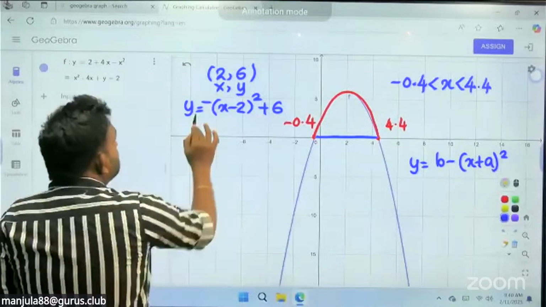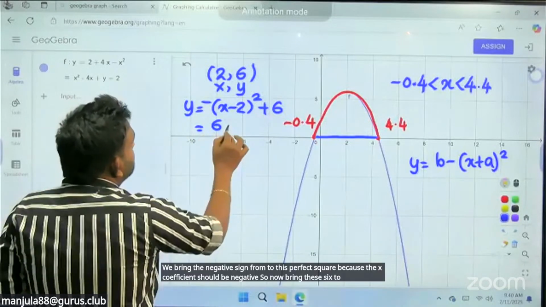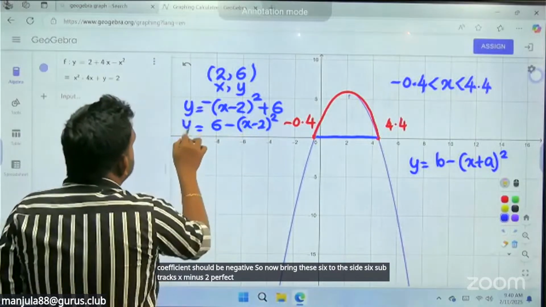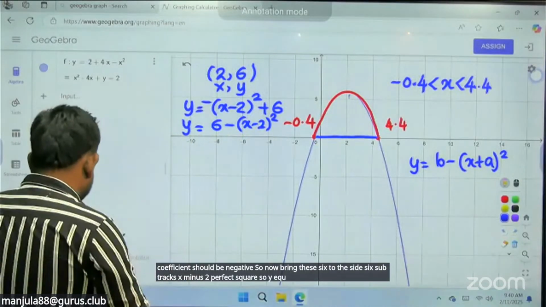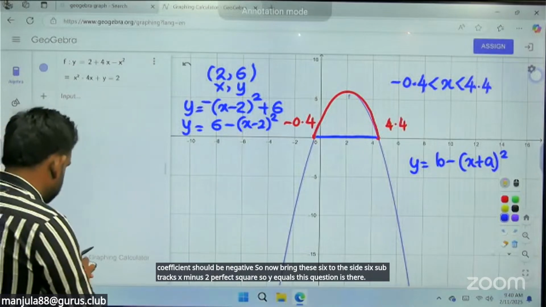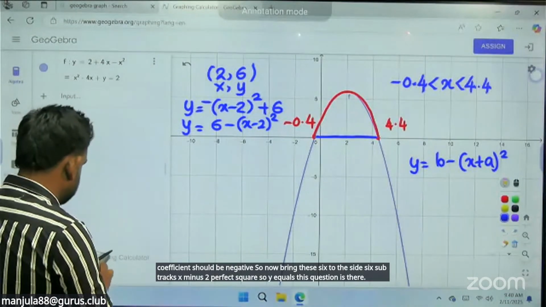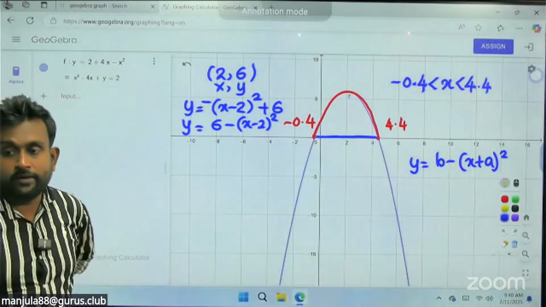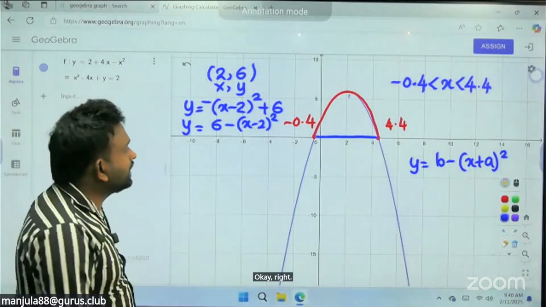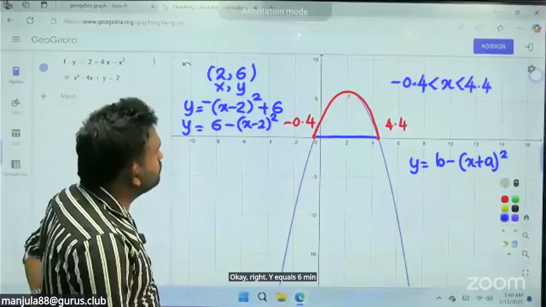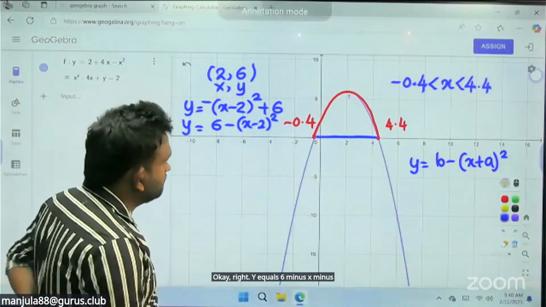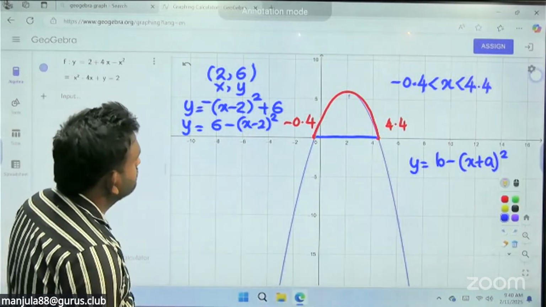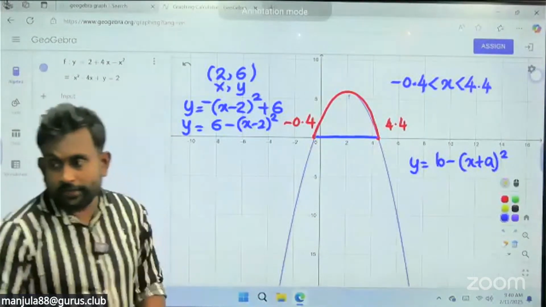So now bring this 6 to this side. 6 subtracts (x minus 2) perfect square. So y equals 6 minus (x minus 2) perfect square. Right, so that is okay.